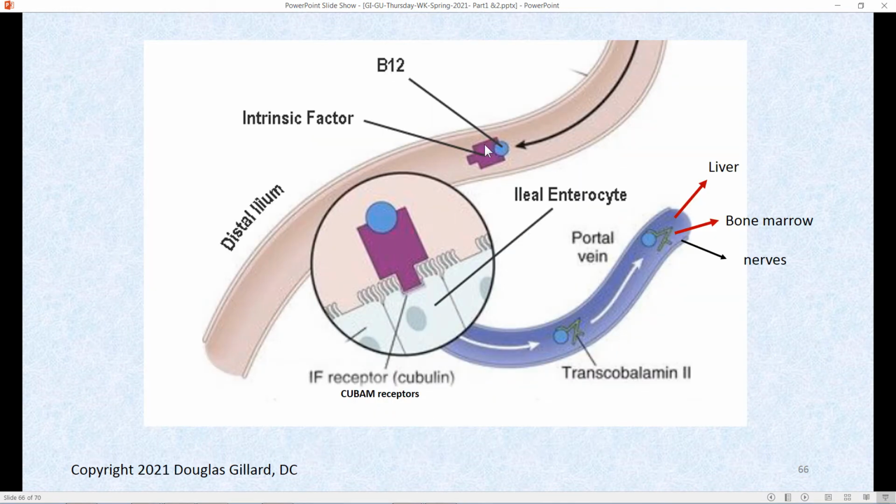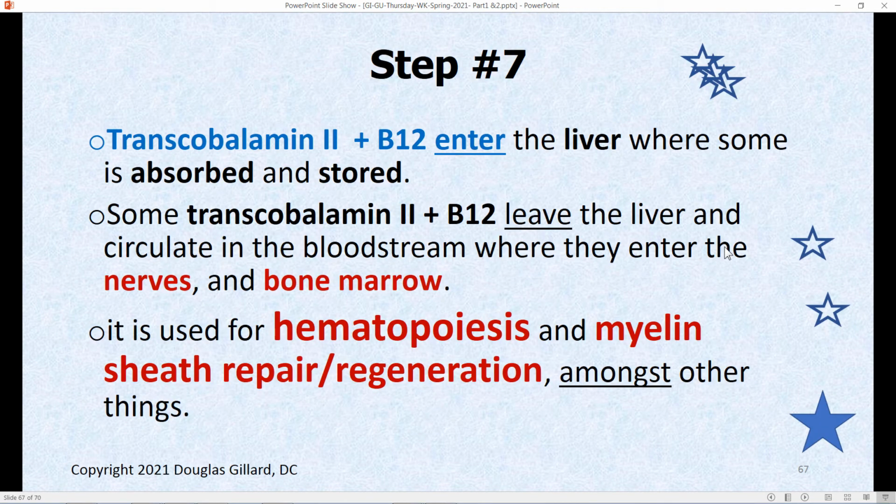Right, so here we go. There's just a cartoon showing intrinsic factor and B12. They hook up to a cobalamin receptor here. The B12 is kicked out into the interstitium, and it hooks up with transcobalamin 2, and now it's off. It's into the liver. Some of it goes through the liver and gets into the bone cells, or into the bone marrow. Some of it gets into the nerves, and it's very important for myelin and sheath repair in the nerves. The bone marrow, it's really important for hematopoiesis.